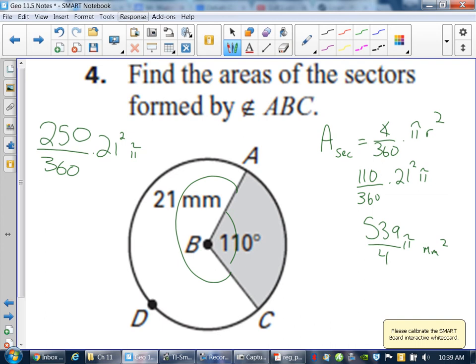I didn't have a calculator on me. What did you guys get for this one? It's like 1,000 something, isn't it? All right. Let's try another one.